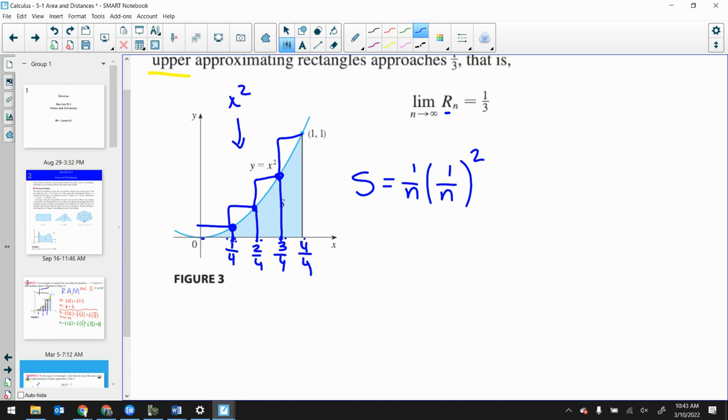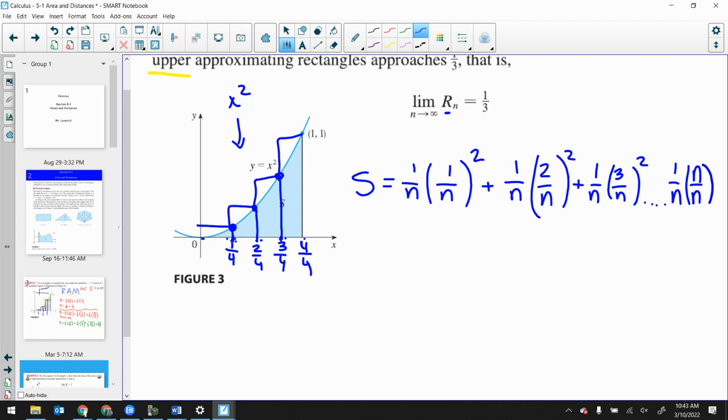Okay, the next box would have the same width, but now the height changes. What's the x value on the second box? 2/4. So 2 over n. What's the height on the third box? 3 over n squared. All the way up to 1 over n times n over n squared, which is 1, right?